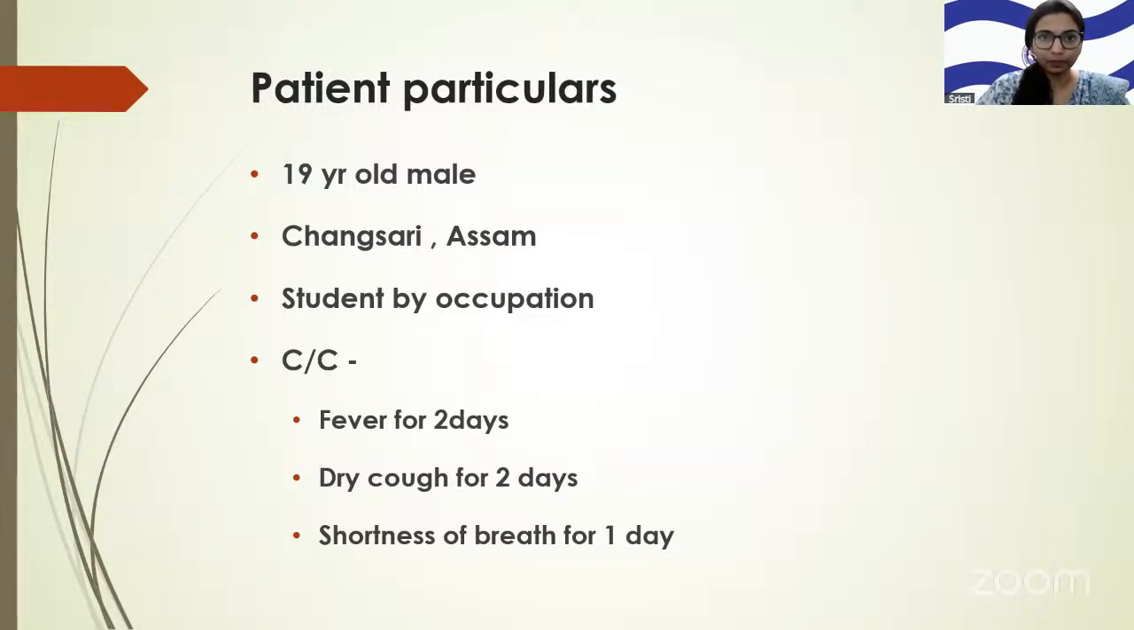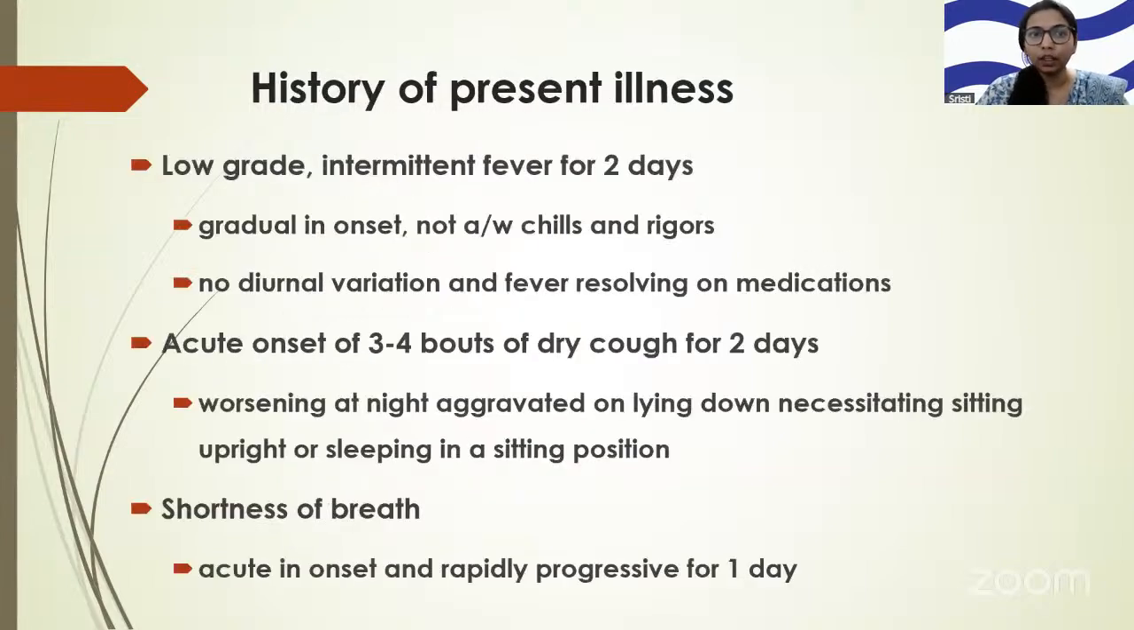History of present illness: low-grade intermittent fever for 2 days, which was gradual in onset, not associated with chills or rigors. No diurnal variation, and the fever resolved on medications. Patient complains of acute onset dry cough for 2 days, which worsened at night and on lying down, necessitating an upright or sitting sleeping position. He complained of shortness of breath, which was acute in onset and rapidly progressive for 1 day.